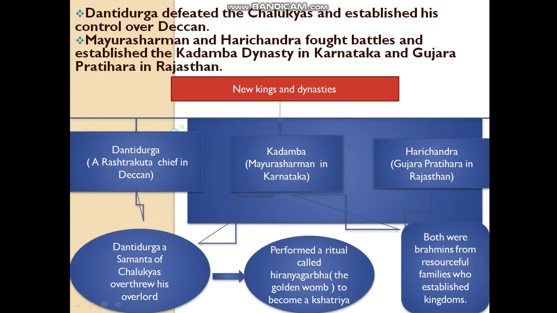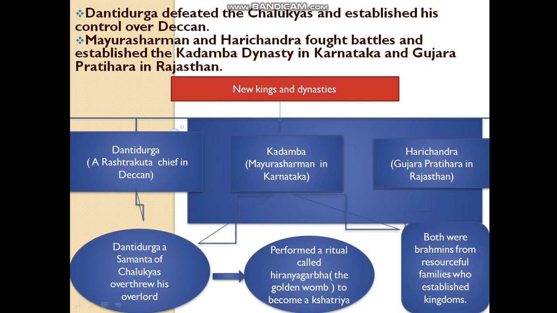Now, Danti Durga was a Samanta. And who were Samantas? The subordinates of the king. So Danti Durga, as he was a Samanta, he wanted to change himself into a Kshatriya because he wasn't a Kshatriya, he was a Samanta. So now what did he do? He performed a ritual called Hiranyagarbha, the golden womb. Hiranyagarbha was a ritual which was performed to become a Kshatriya. Now both Harichandra and Mayura Sharman, both of them, were Brahmins and from resourceful families who later established kingdoms. I hope this part is clear with you.